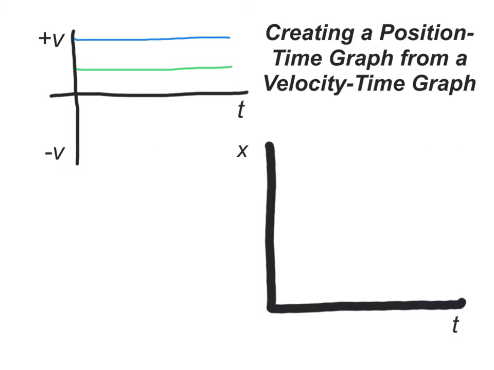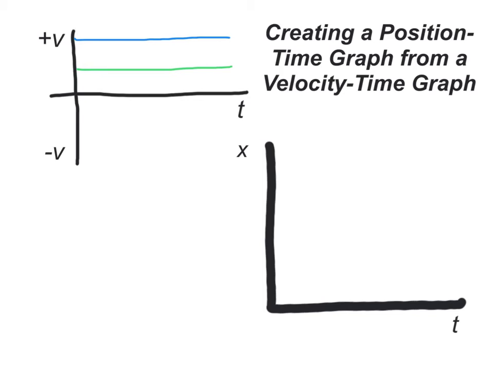Now the next thing we're going to talk about is kind of the reverse of what we were just talking about. So in this case, we're going to be creating a position time graph from a velocity time graph. So if we look at our velocity time graph kind of up here in this region, we see that we have two cars again, a blue car and a green car, both moving with positive velocities. And we can see that the blue car is moving faster than the green car down here because it's higher. It's a higher velocity up here. So now we just need to show that on a position graph.